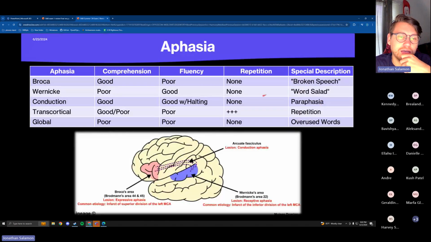Wernicke's word salad. If they're talking about repetition, remember that in conduction aphasia, they can't repeat words you said. They can kind of sort of say something similar to what you said, but they literally cannot repeat the phrase that you gave to them. Very rarely do they ask about transcortical or global aphasia. The only time I've ever seen them ask about conductive aphasia, they described it and asked where the damage was.